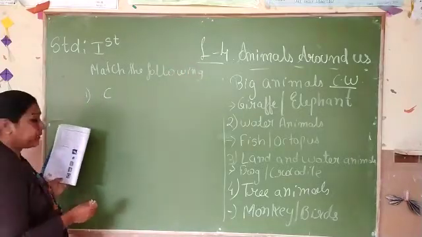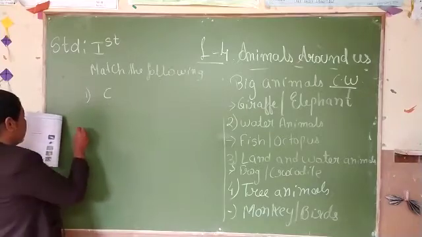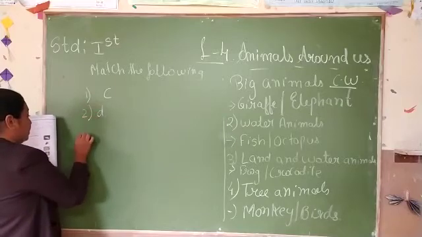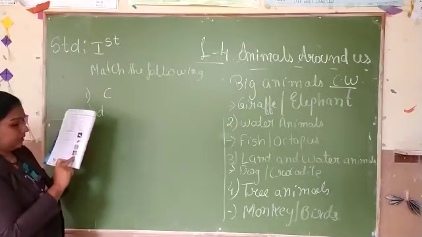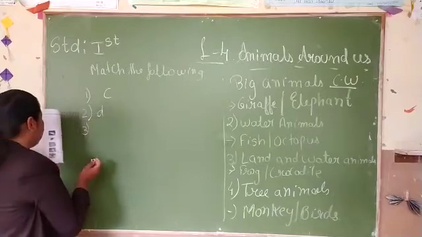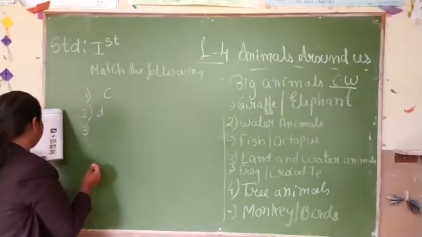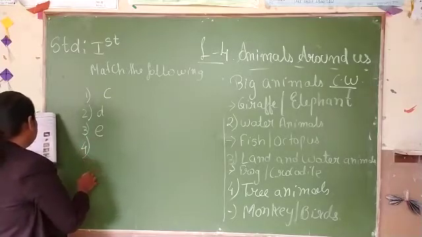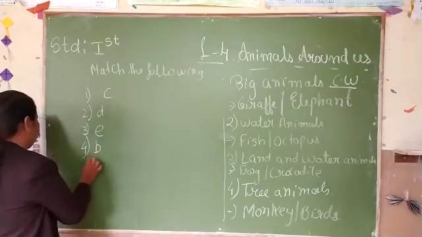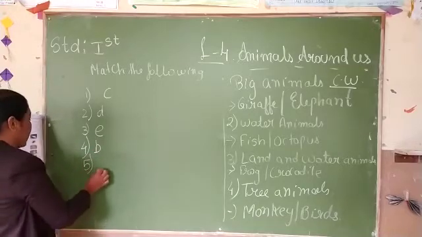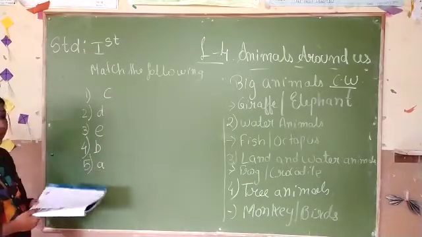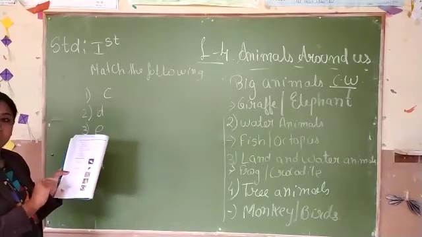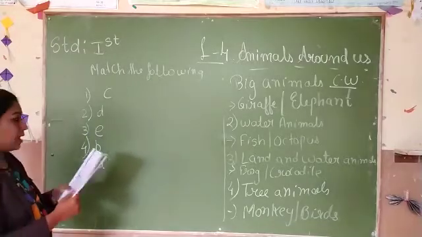First answer I am writing, that is C, the lion. Okay. Small animal, that is D, which animal is there in D? That is cat. See the third one, bird, and the answer is E. Fourth, insect, the answer is B. Fifth, water animal, the answer is A. Right? This is the match the following answer I have given, and this you will do in this book only.